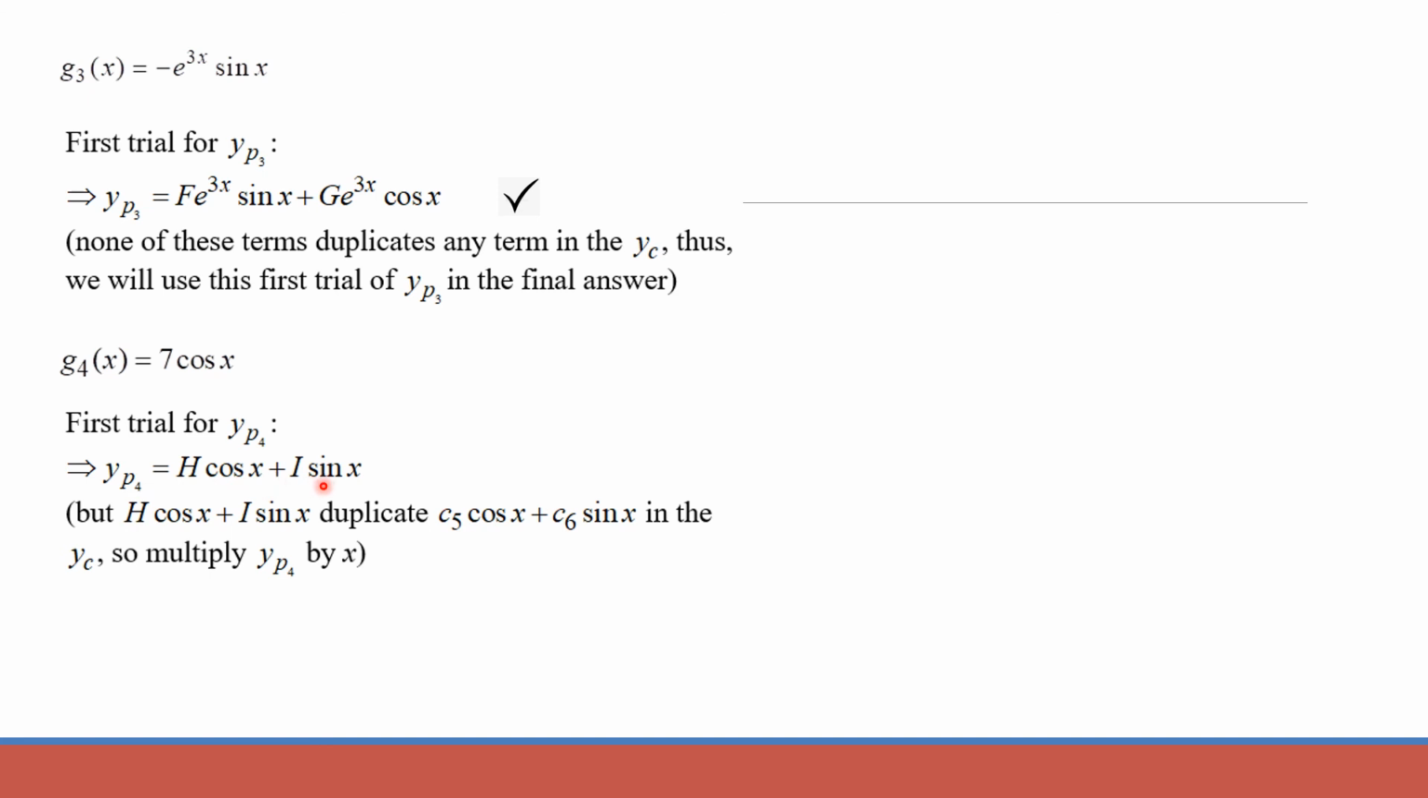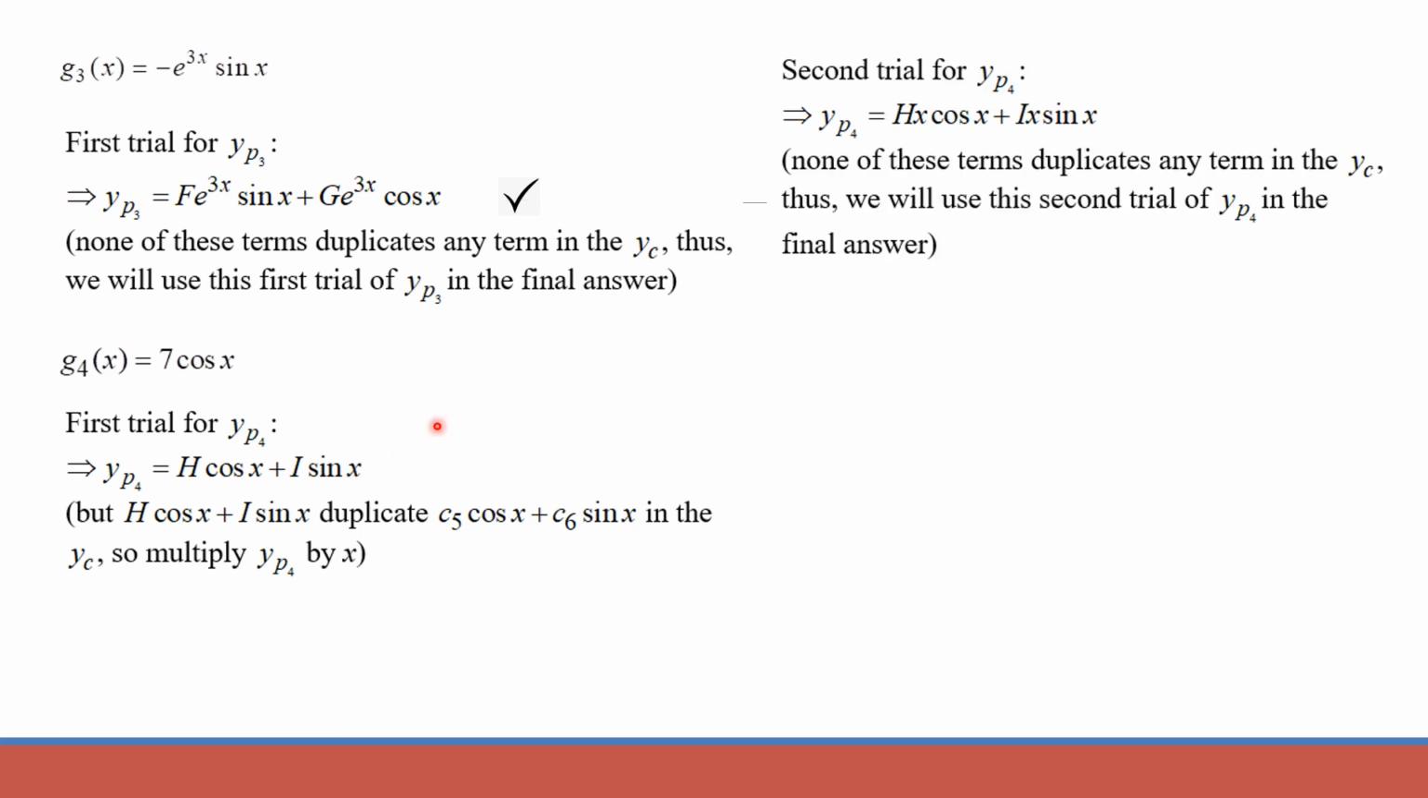But if you compare these terms with the ones in the yc, you notice that h cos x duplicates c5 cos x in the yc, and i sin x duplicates c6 sin x in the yc. So what to do now? We need to multiply yp4 by x. So multiply yp4 by x, we get hx cos x plus ix sin x. And it seems now that none of these terms duplicates any term in the yc. Therefore, we will use this second trial of yp4 in the final answer.